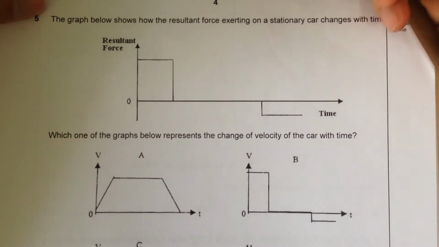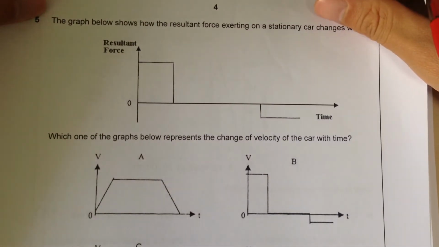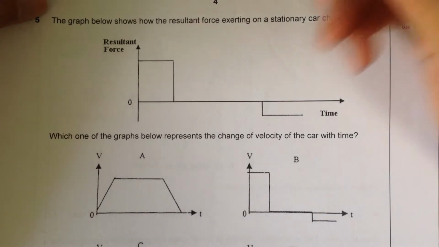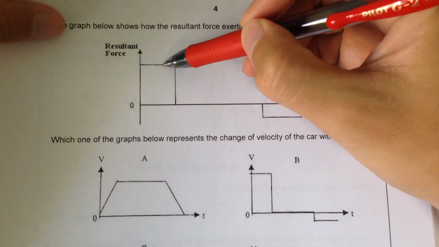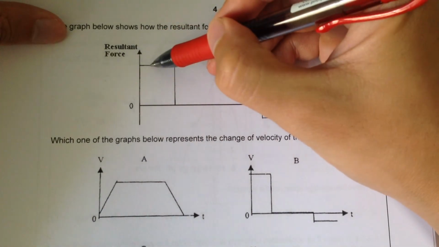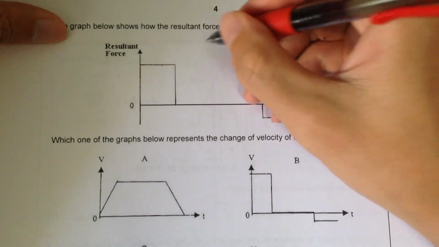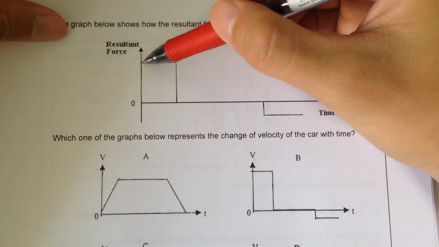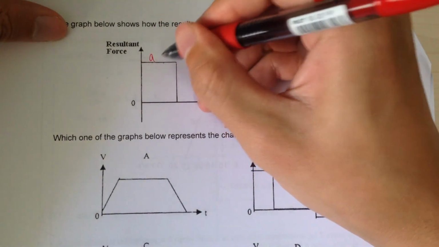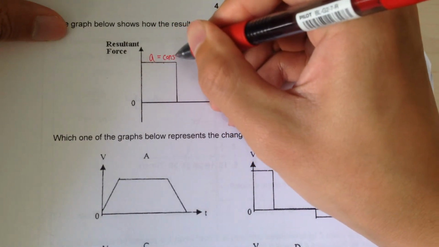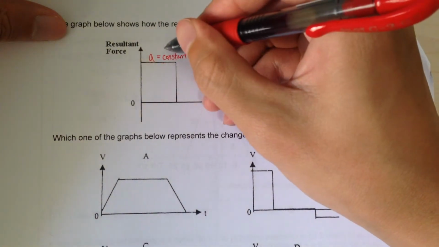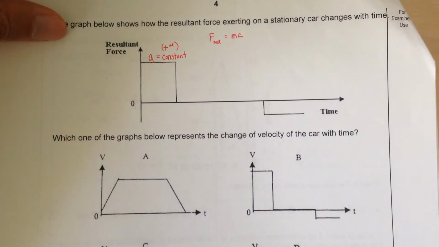Okay, your question 5 is a variation of whether or not you can interpret a VT graph just by acceleration. So the trick here is that you see there is a resultant force, and your resultant force is constant. And resultant force is equal to ma, right? Because F net is equal to ma. So if your resultant force is constant, it means that your acceleration is also constant. And because your resultant force is positive, your acceleration must also be positive.